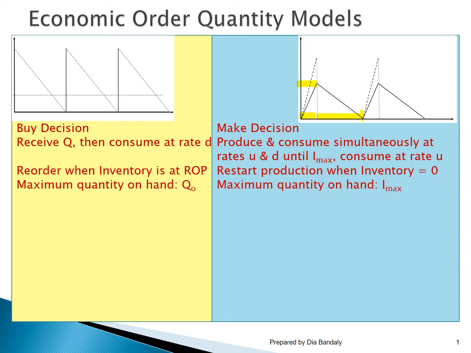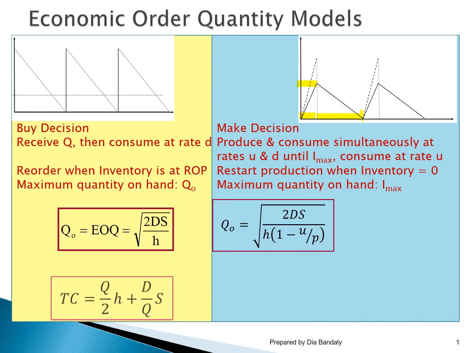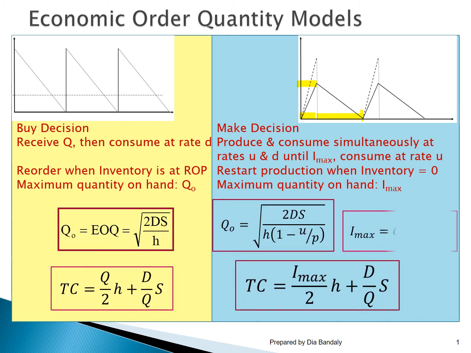The maximum quantity on hand in the EOQ model is the quantity itself, Q, while the maximum in the EPQ is not QP. Yes, we make QP, but we don't reach that level in our stock. Why? Because as we make, we are consuming. So that's why we reach a maximum of Imax. Remember, we build that at a rate of P minus D. And these are the equations that are used in the EOQ and EPQ. You can see their similarities and the differences between these two.